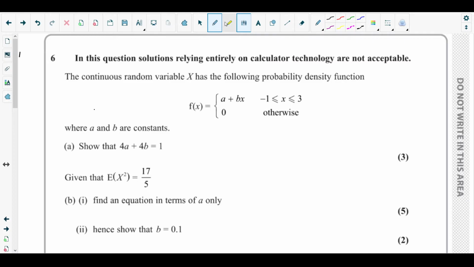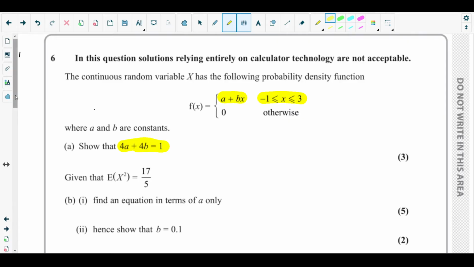At first, the continuous random variable x has the following probability density function. This is the PDF. So f of x equals a plus bx. Its interval is -1 to 3, where a and b are constants. Part A: show that a plus 4b equals 1. We need to show that a plus 4b is 1.